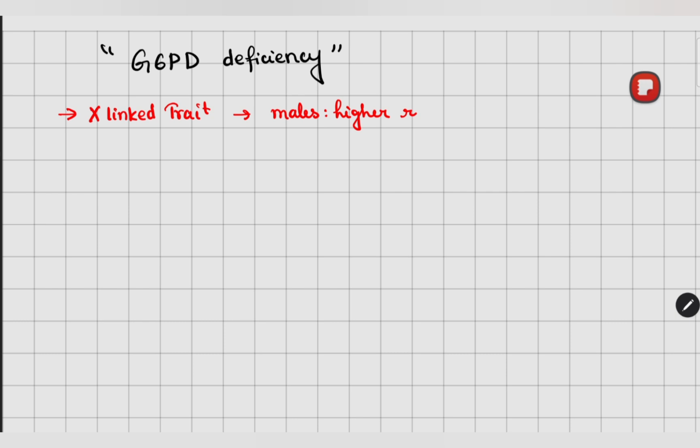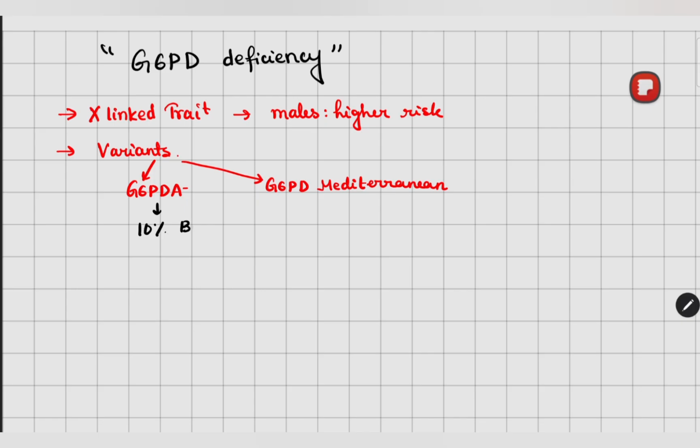Now, let's learn more about this G6PD deficiency. It is an X-linked trait. Hence, males are at a higher risk than women because males have only one X chromosome. Different mutations can produce variations like G6PD-A and G6PD Mediterranean. This G6PD-A is milder and it is found in 10% of black Americans. However, G6PD Mediterranean is more severe and it is found in Middle Eastern countries.